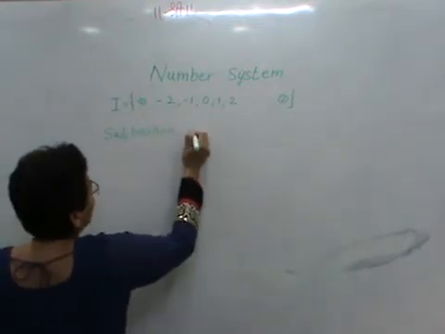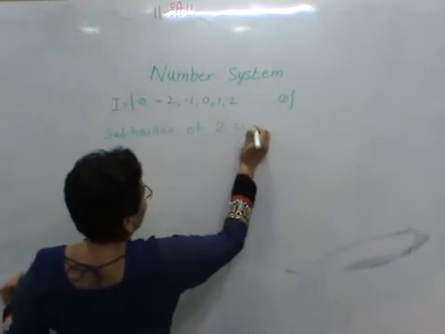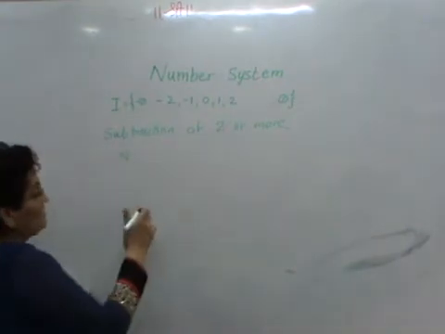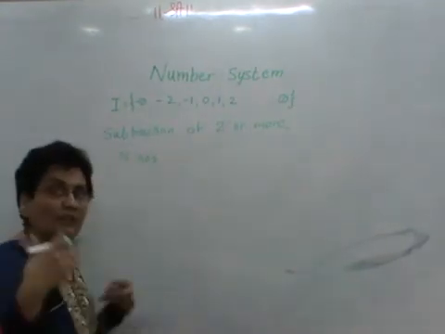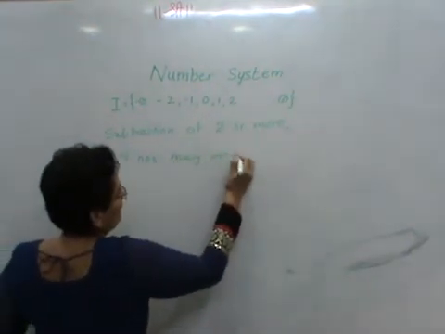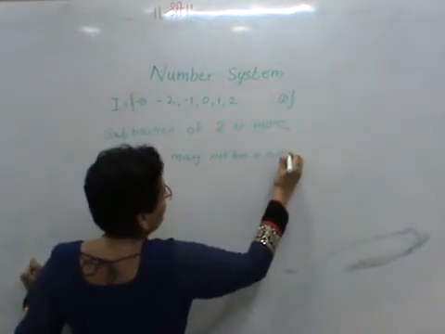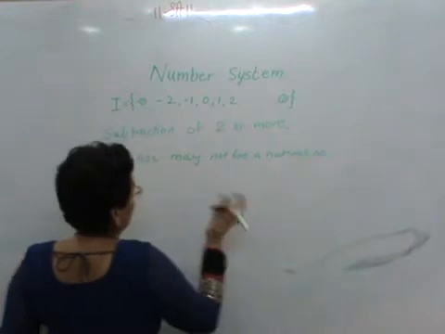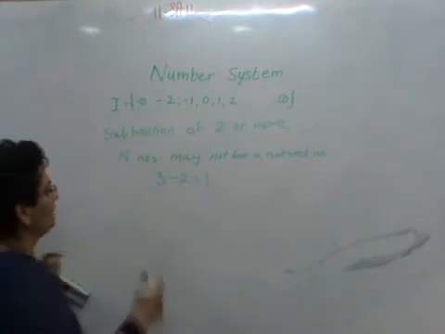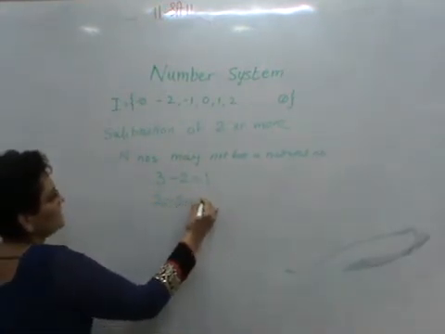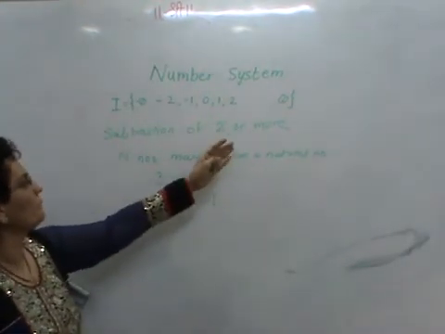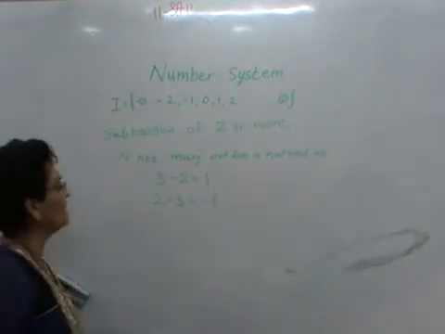Subtraction of two or more natural numbers may not be a natural number. So once again, 3 minus 2 will always be 1. That is a natural number. But 2 is a natural number, 3 is a natural number, 2 minus 3 is minus 1, it is not a natural number. So subtraction of 2 or more natural numbers may not be a natural number.